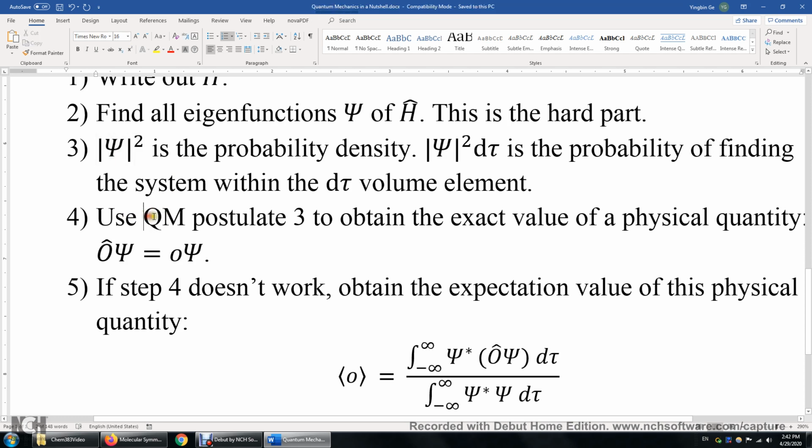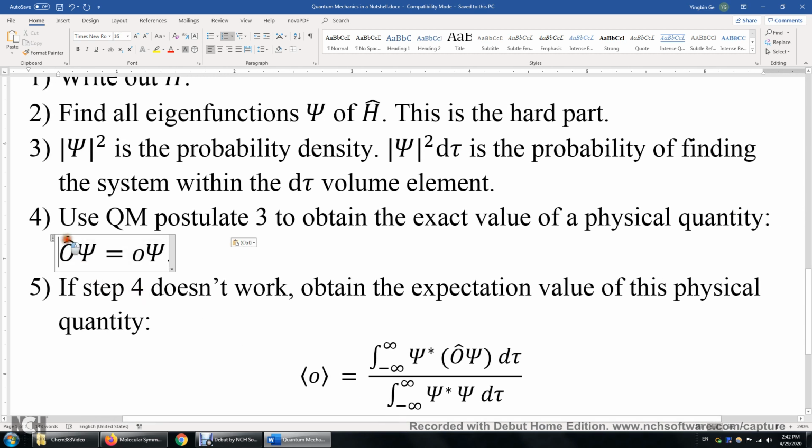Step 4. We can use quantum mechanical postulate 3 to obtain the exact value of a physical quantity O by applying this corresponding operator to the wave function psi. How do we do this? Very simple. If you need to know the momentum of this system, just apply the momentum operator to psi. The momentum operator is -i h bar delta over delta x for the momentum in the x direction. And then if you're lucky, the psi is an eigenfunction of this operator, you will be able to get the exact value of the physical quantity of interest, O. This O is a constant. This O is the exact value of the physical quantity.